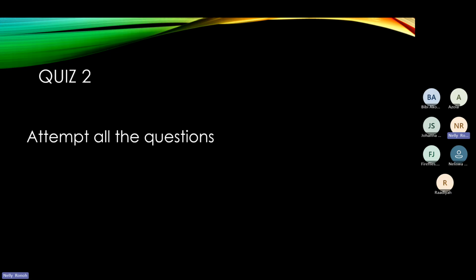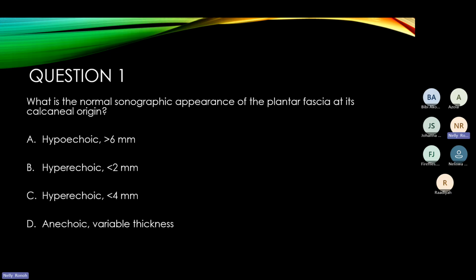Then we go on now to the second part of our quiz, which I want us to attempt and try, since we have a few minutes left, but we're almost done. So the first question is, what is the normal sonographic appearance of the plantar fascia at its calcaneal origin?